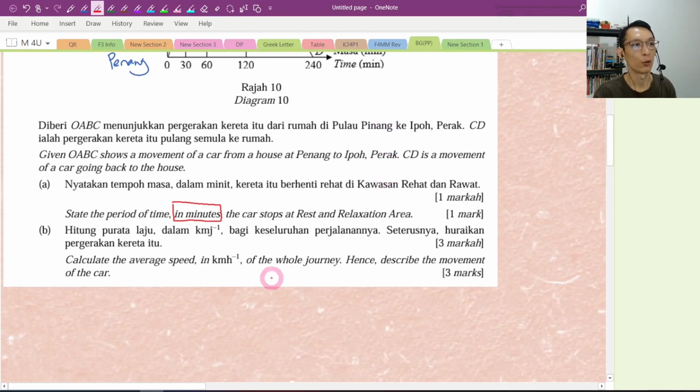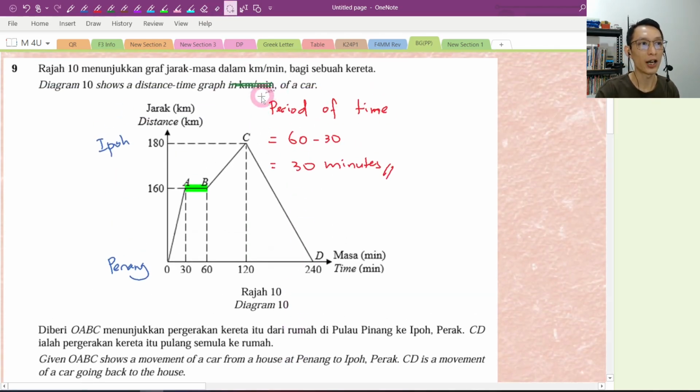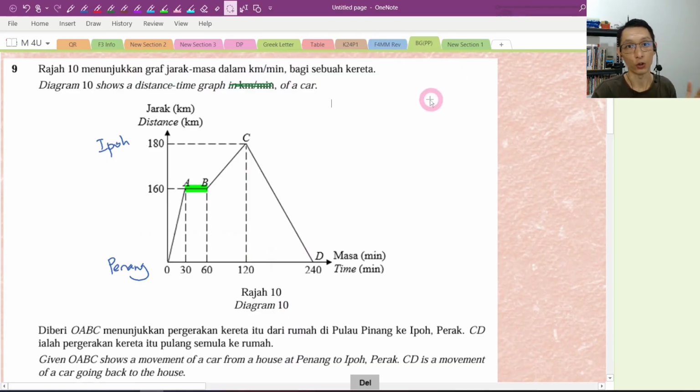So how about part B? We want to calculate the average speed in kilometer per hour of the whole journey, hence describe the movement of the car. So how do we find the average speed? We take the total distance traveled divided by the total time taken, right? So you need to be more careful. The total distance traveled here is not 180 kilometer. Because from Penang, go to Ipoh, 180 kilometer. From Ipoh, go back to Penang, another 180 kilometers. So the total distance traveled is 2 times 180 kilometer.